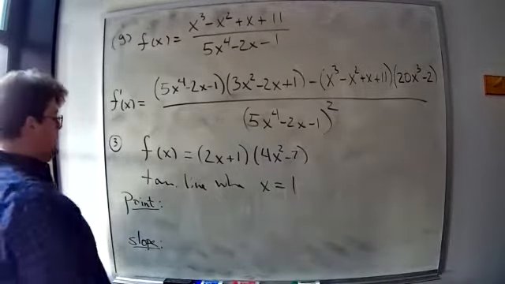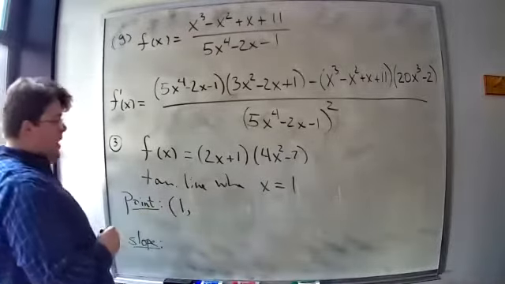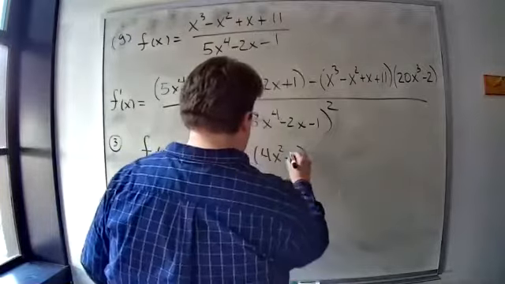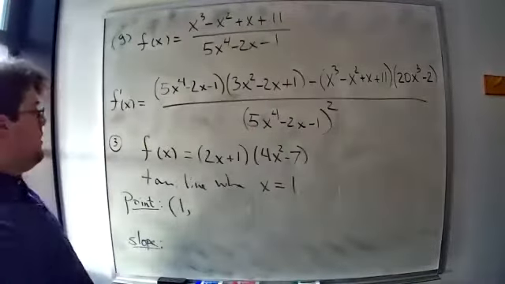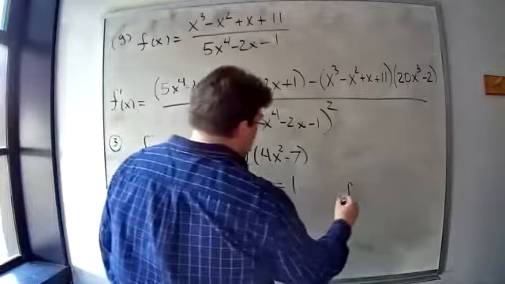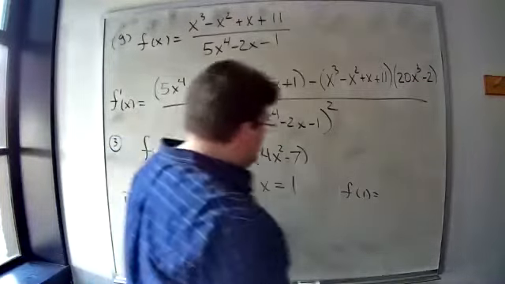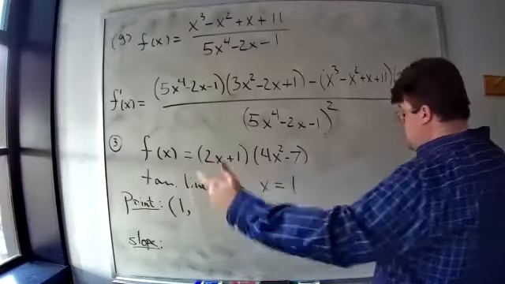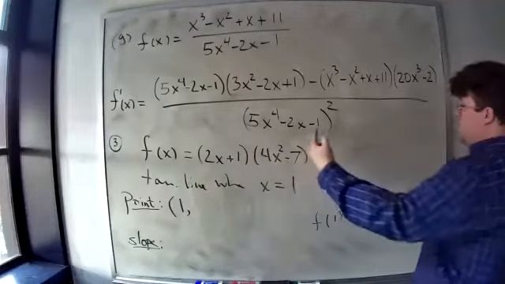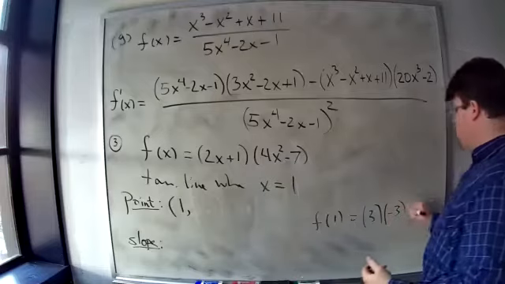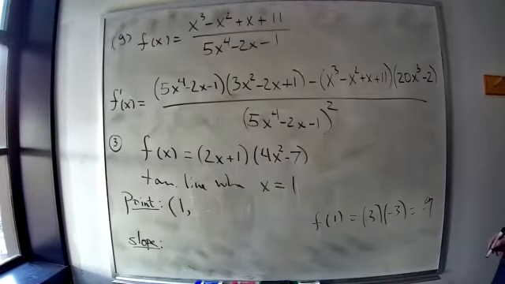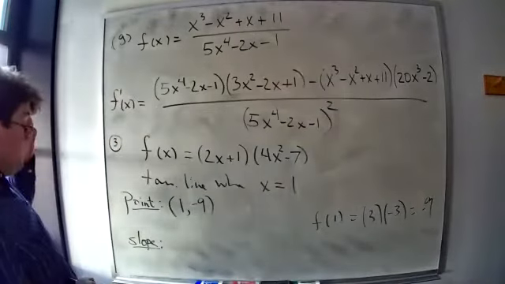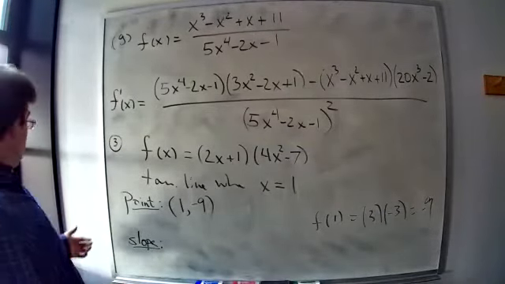Well, what's the point? The point is x equals 1. What is the y value when x equals 1? This is a 7, not a 2. What is the y value when x equals 1? Well, f of 1, maybe I'll write it lower. F of 1 is what? 2 times 1 is 2 plus 1 is 3. 4 times 1 is 4. 4 minus 7 is negative 3. 3 and negative 3 make negative 9. Okay, so we need a point, we need a slope.